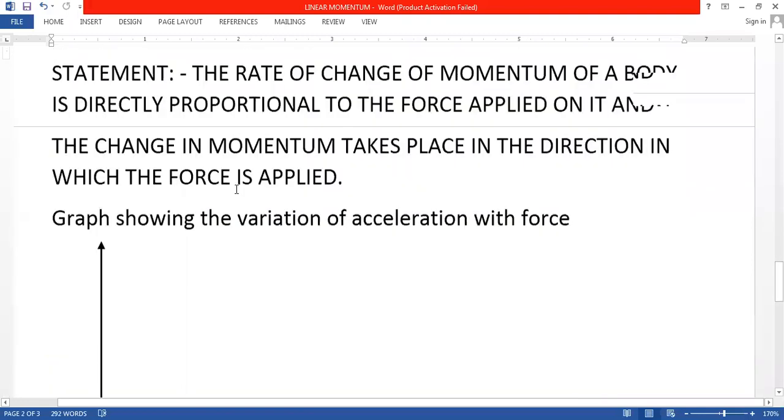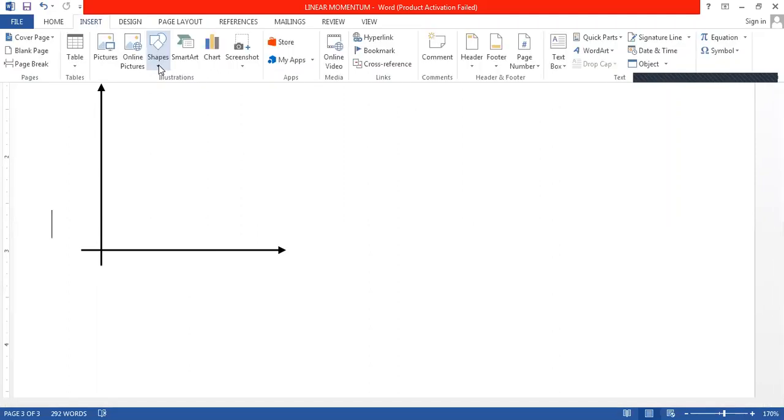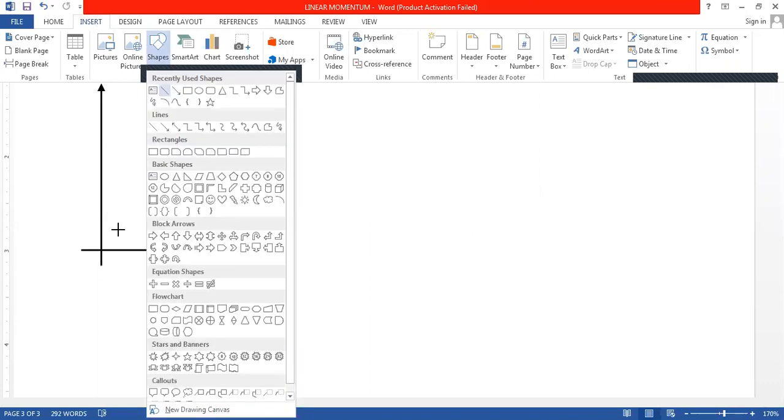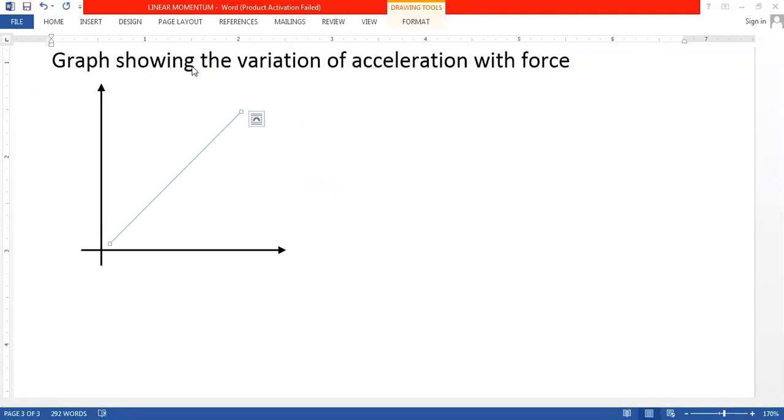So if you plot a graph where on x-axis you take force and on y-axis you take acceleration, you will find the nature of your graph. The nature of your graph will be a straight line inclined to x-axis. This is how your graph will be.